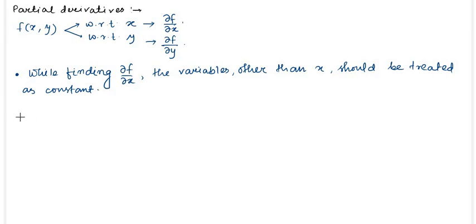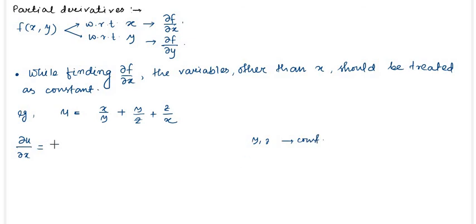For example, say we consider the function u equal to x by y plus y by z plus z by x, and we are asked to find the derivative of u with respect to x, because we have three variables here: x, y and z. Whenever we find the partial derivative of u with respect to x, we will treat the other variables, y and z, as constants.